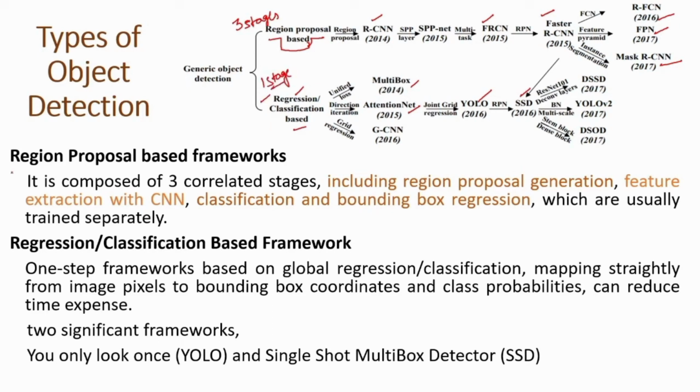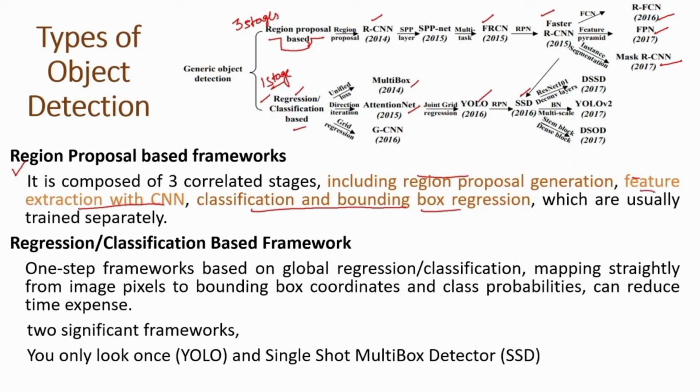First we will talk about region proposal based frameworks. In this we have three things. First is region proposal generation. Second is feature extraction with CNN. And third is classification and bounding box regression. If you see, it is pretty much the same as traditional object detection. But here we use region proposal generation instead of informative region selection, in which we were using a sliding window. Here we are not using a sliding window.